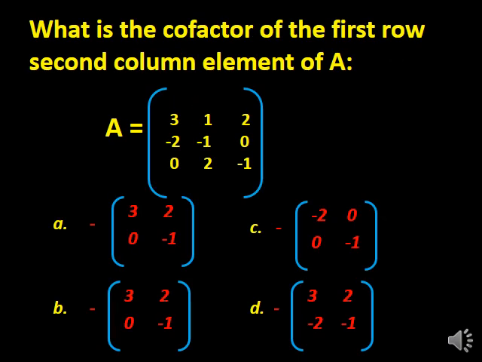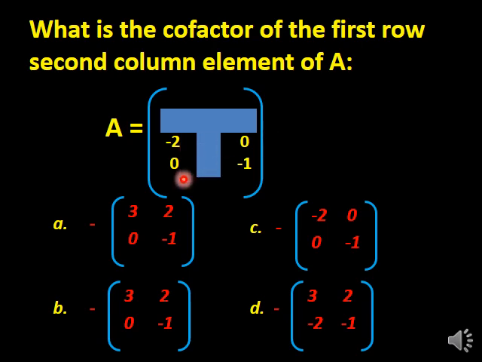What is the cofactor of the first row, second column element of A? Okay, so we will first identify the element that is located on the first row, second column, and that element is 1. What is the cofactor of 1? First, we identify the row and column containing 1. What remains is the matrix. Now, determine the determinant of this matrix.